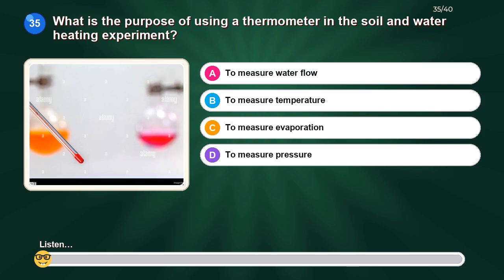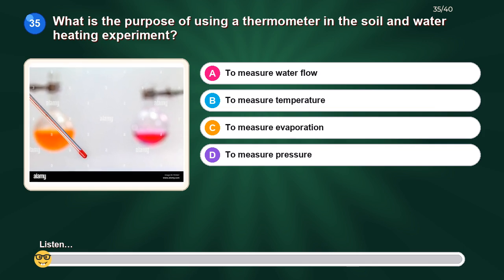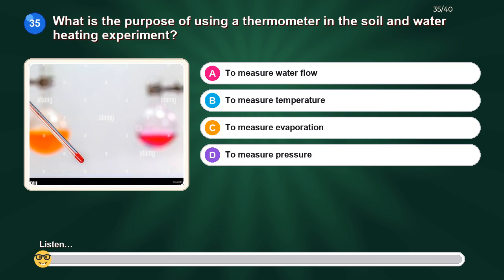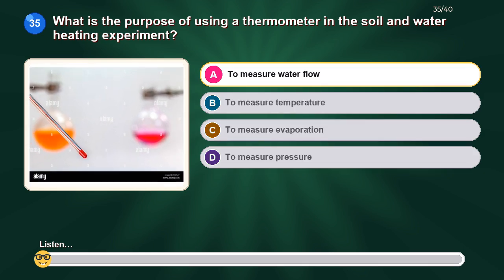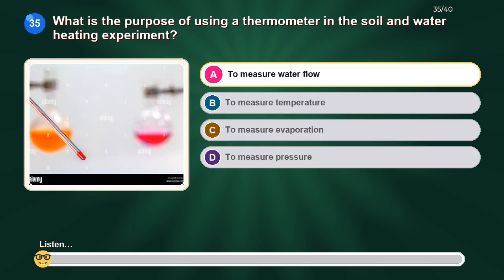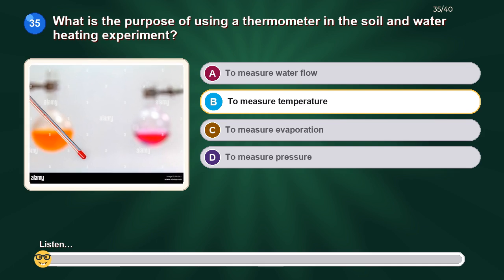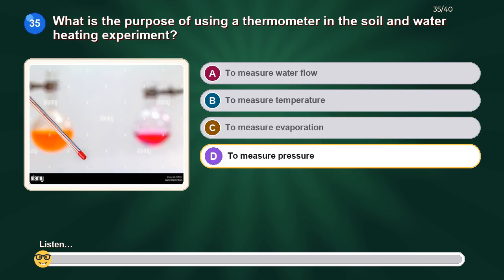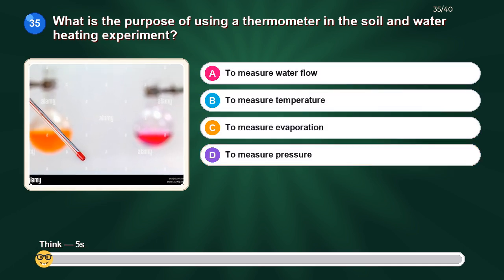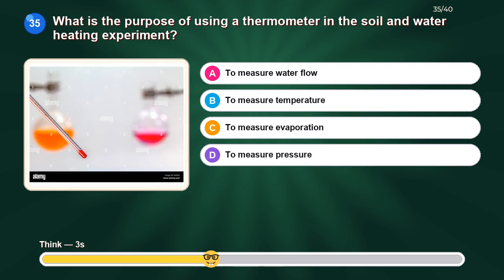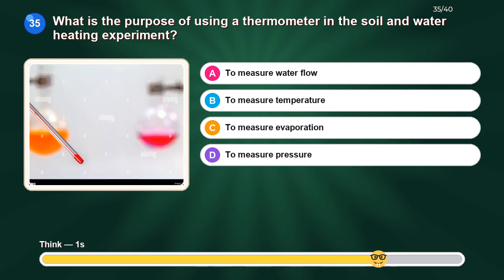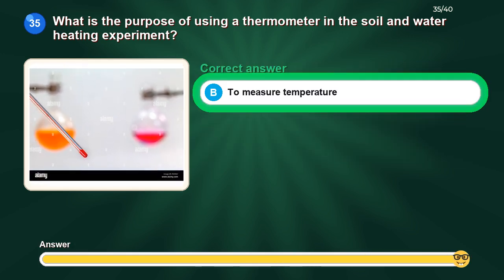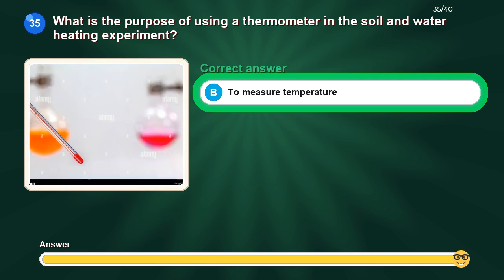What is the purpose of using a thermometer in the soil and water heating experiment? Option A, to measure water flow. Option B, to measure temperature. Option C, to measure evaporation. Option D, to measure pressure. The correct answer is, to measure temperature.